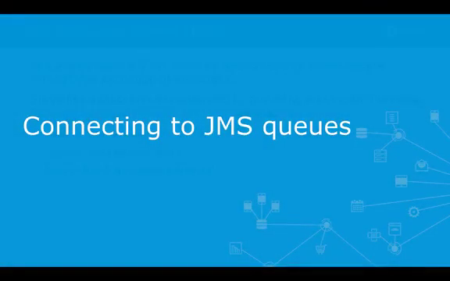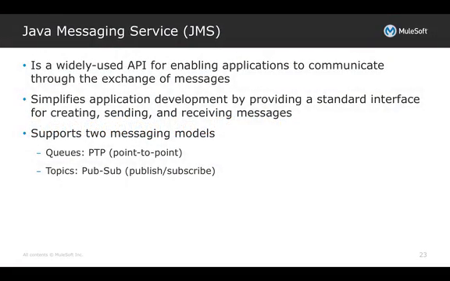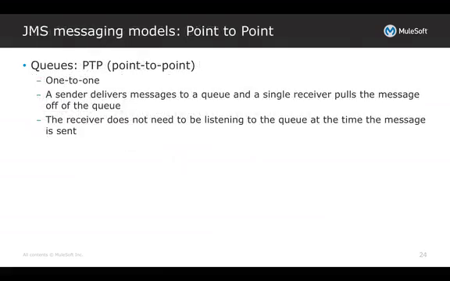Connecting to JMS queues. JMS, or Java Messaging Service, is a widely used API for enabling applications to communicate through exchanging messages. It simplifies application development by providing a standard interface for creating, sending, and receiving messages, and supports two messaging models: point-to-point queues, or topics, which are a pub-sub model.